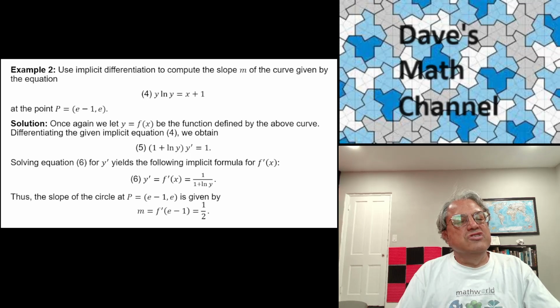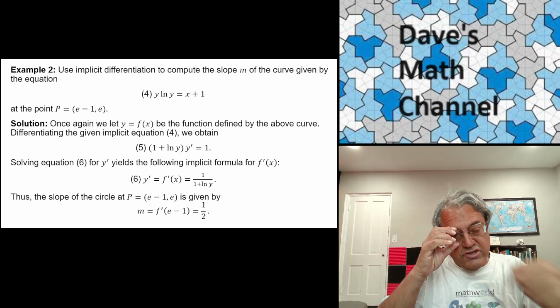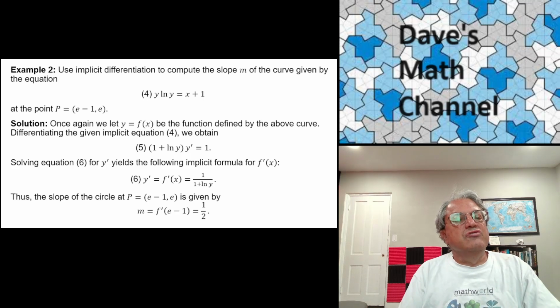Anyway, so let's solve this the same way we did the last one. Again, we're writing y equals f of x, and now we want to differentiate once again both the left side and the right side of equation 4, and we have to use the product rule and the chain rule this time on the left side. So let's use the product rule first. Let's compute the derivative with respect to y of the product y times the natural logarithm of y.